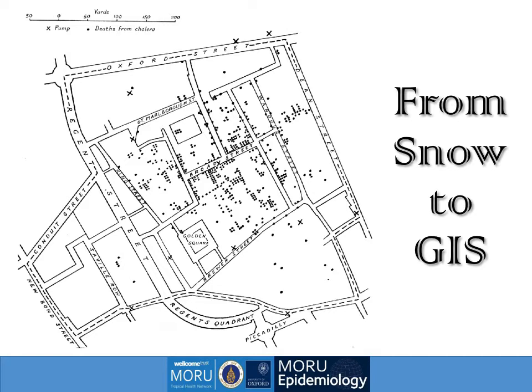From Snow to GIS. One of the first map-based spatial analysis was done by Dr. John Snow. He was also known as one of the fathers of modern epidemiology because of his work in tracing the source of cholera outbreak in Soho, London in 1854. Now I'll show you a video clip through which you know how spatial data turned a doctor into a hero in 19th century.